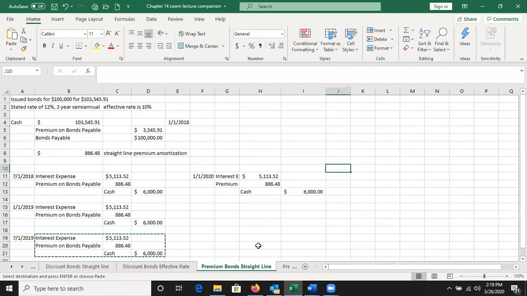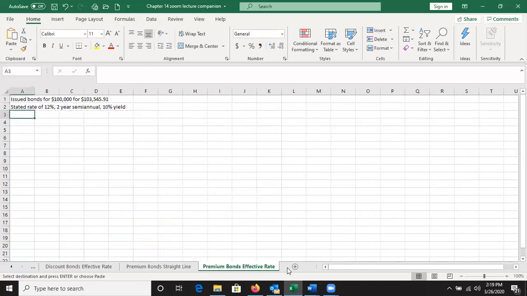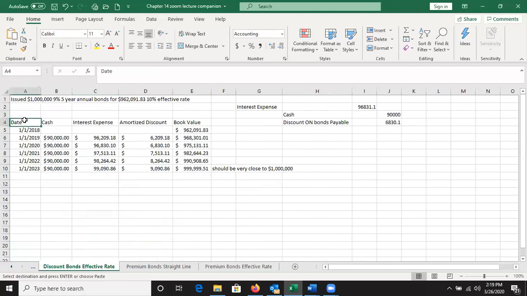All right, now on to the effective rate method. As you can imagine, based on the discount method, this part has a bit more work because we have to build a table. What I'm going to do is be lazy and copy the headers from my table.